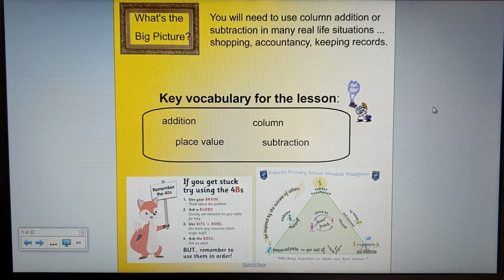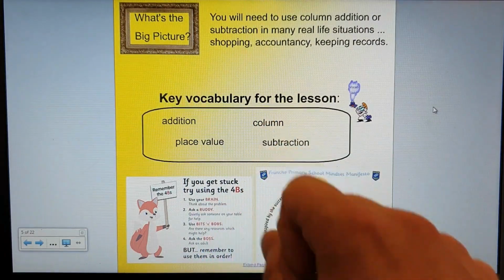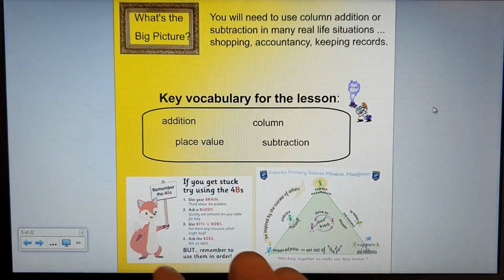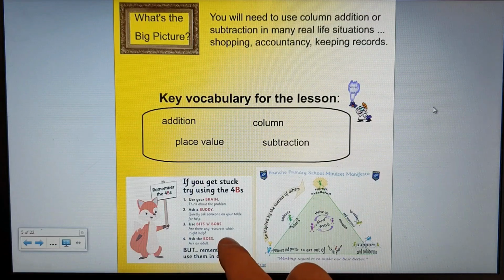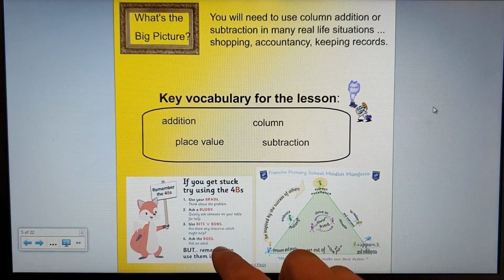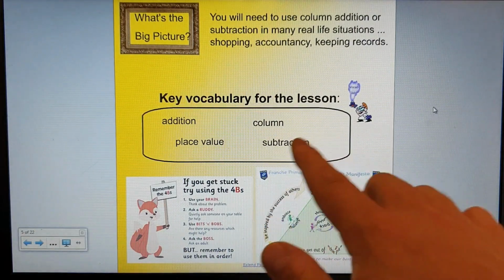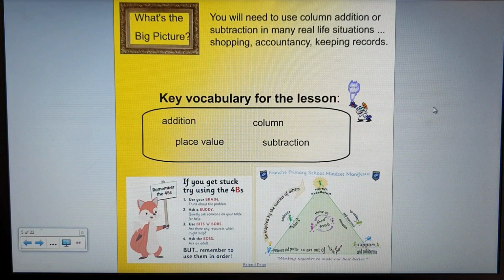Our key vocabulary for the lesson is using addition and subtraction, obviously. Place value, because that's going to be important when using our columns. All right. Remember, we need to try and use our 4 Bs today. If we're going to get stuck, use your brain, ask a buddy, use bits and bobs if you've got any, then ask the boss. And we also have our growth mindset manifesto, where you need to keep pushing yourself and challenging and being resilient.